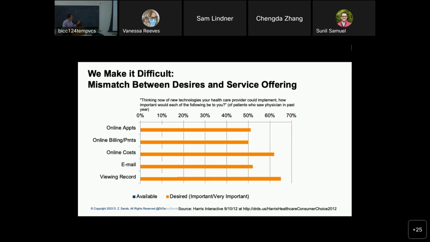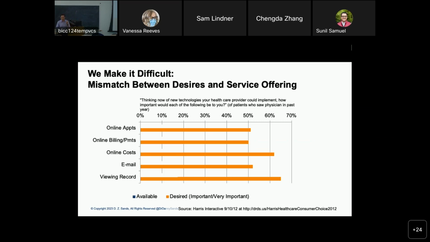So this is a survey. This is a decade old, admittedly. But they asked patients, people who had seen a doctor in the past year, so it's not like people who are 20 years old and haven't seen a doctor and don't understand, how many of these things would be important to you? Okay, making your appointments online, and it's over 50%. Making payments and seeing your bill online is 50%. Looking at costs online, sending email, it's all high proportions, right?